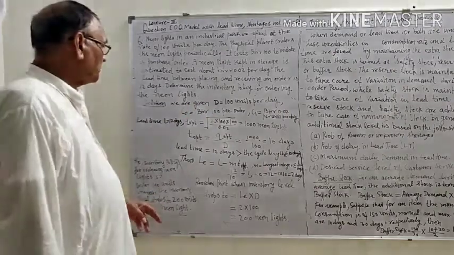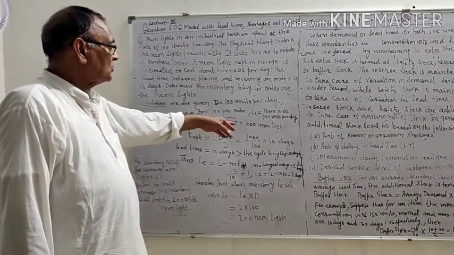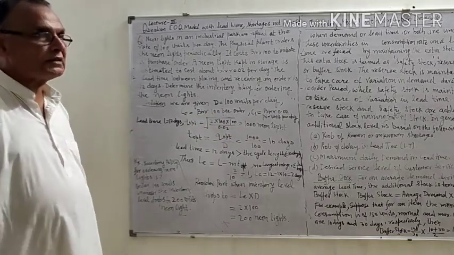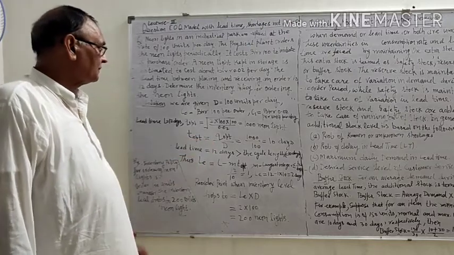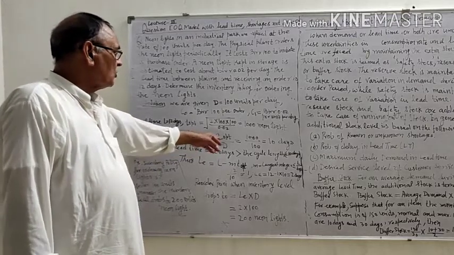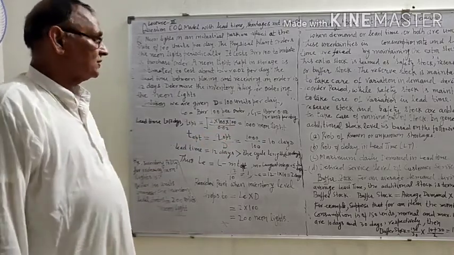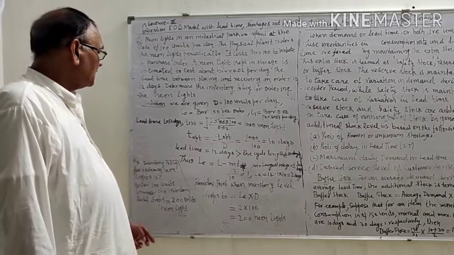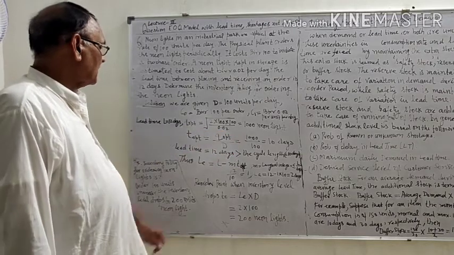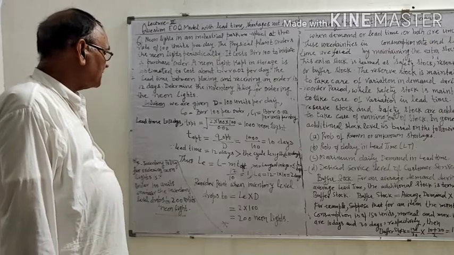Now the Q optimum formula is the square root of 2DC0 by C1, and this is equal to 1000 neon lights. Now T optimum is equal to Q optimum by D, because D into T gives you Q optimum, and this is equal to 1000 by 100, which is 10 days. The cycle time is 10 days. The lead time is 12 days and the cycle time is 10 days, so the lead time is more than the cycle time.